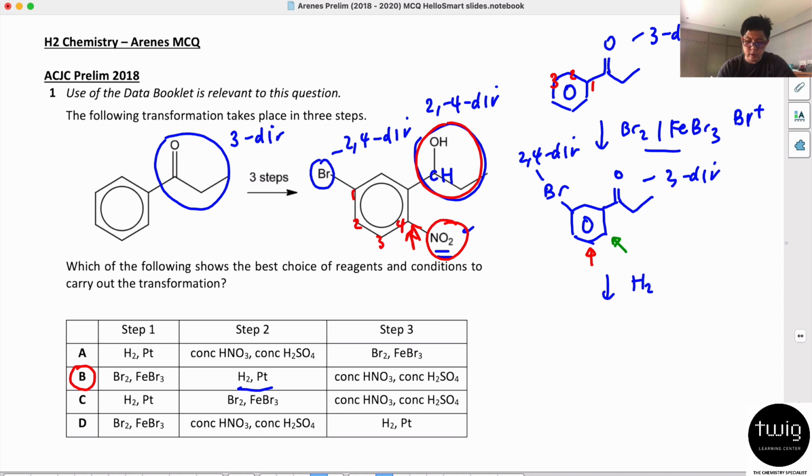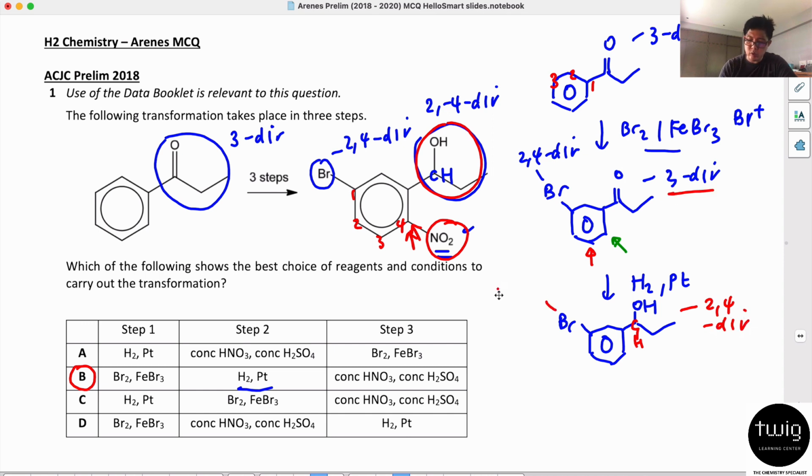So hydrogenation, or we say reduction. What this does is actually convert the ketone to a secondary alcohol. So this is what you're going to get next, right? So you're going to get this at the end. The ketone became a secondary alcohol, and over here, because this is still a CH, we take this group here as like an alkyl group, it's actually 2,4 directing. So at first it was 3 directing here, but now it becomes 2,4.